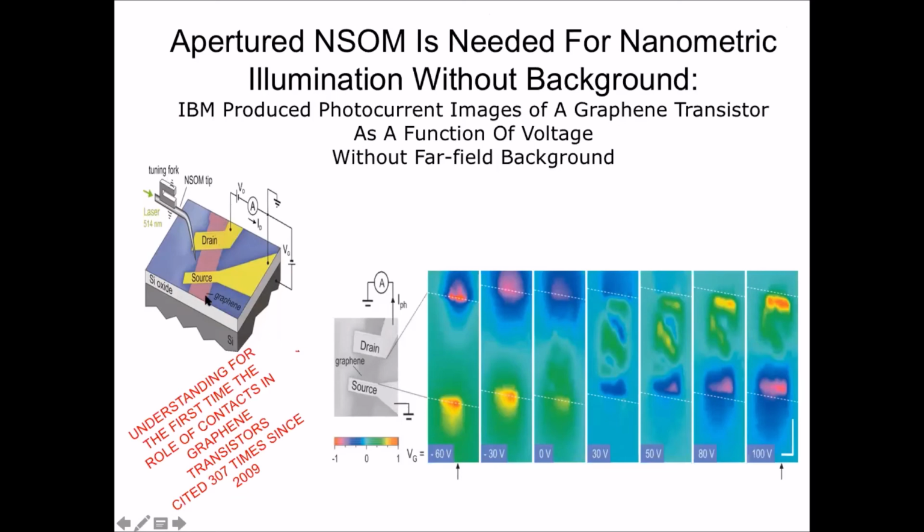It's a graphene transistor. With a near-field optical probe, you can put a point of light, point of light, point of light all along here and make an image of the photocurrent that you get at different photovoltages, because you want to understand how the contacts are affecting the graphene transistor. Okay?